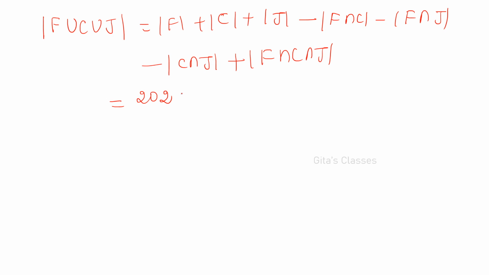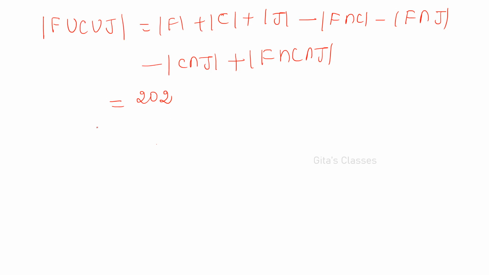Okay, 202 members have taken at least one course. Either Fortran or C language or Java, or any of these 2 or any of these 3 and so on. At least one course. So if any student has registered, how many students are there in the college? 250 students are there. If the students have registered in any of these courses, they will be here in our union. So 202 students have registered for at least one course.